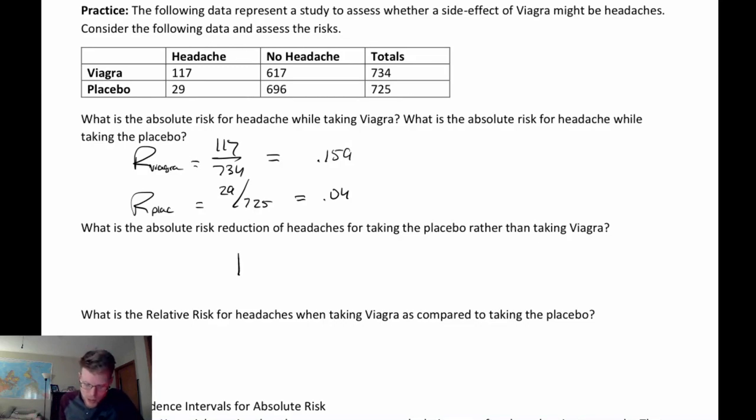And that, again, is going to be this absolute difference, or absolute value difference. And that's going to come out to 0.119 if we calculate that out. So the risk for a headache is reduced by 11.9% for taking the placebo and avoiding Viagra in this case. But again, this is kind of a misleading measure. In this case, the risk is apparently high enough and normal enough in the population that we can see a notable difference, 11.9%.